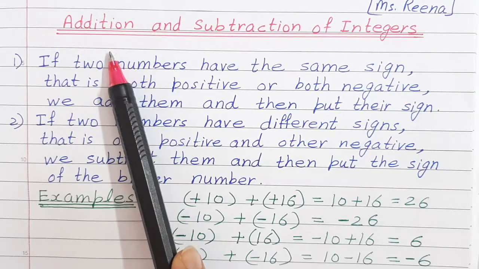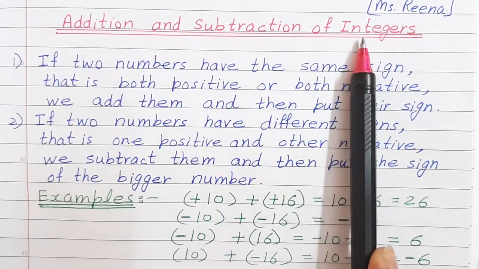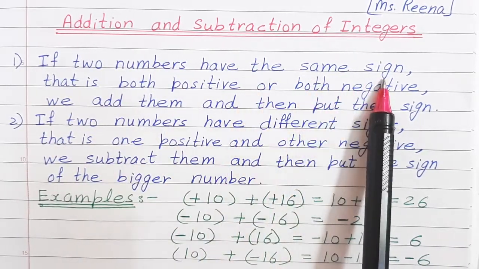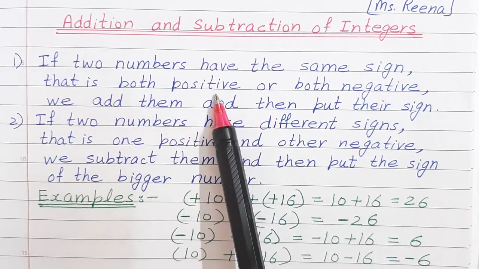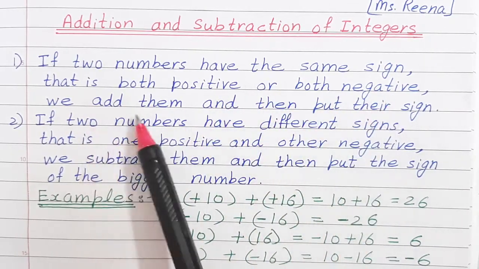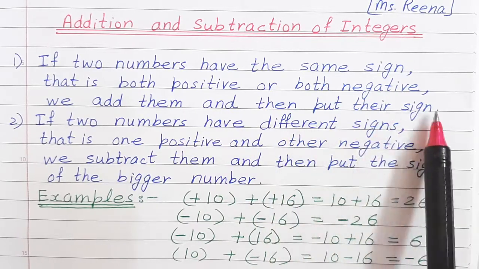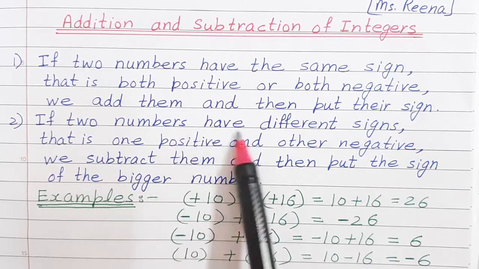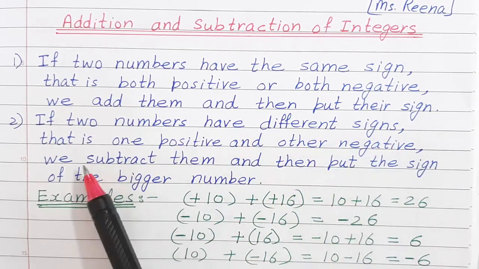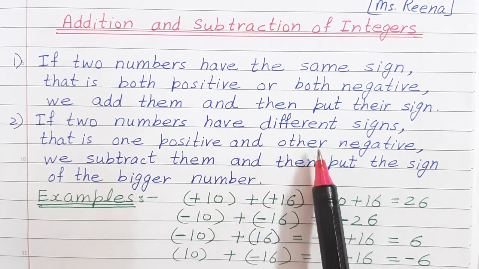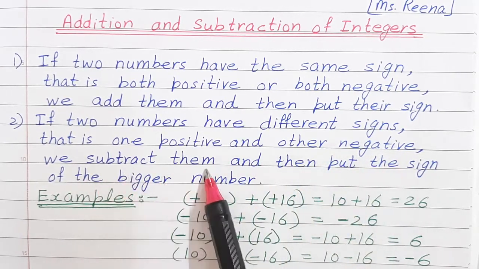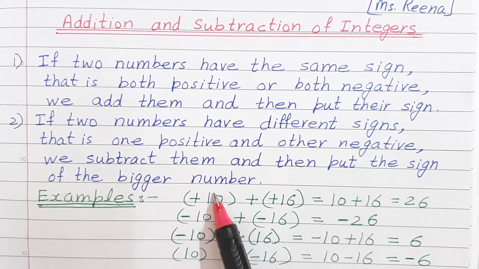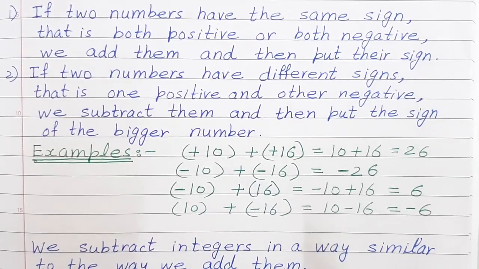Now let us discuss addition and subtraction of integers. If two numbers have the same sign, that is both positive or both negative, we add them and then put their sign. But in the second case, if two numbers have different signs, that is one positive and the other negative, we subtract them and then put the sign of the bigger number. Now let us understand this with the help of an example.